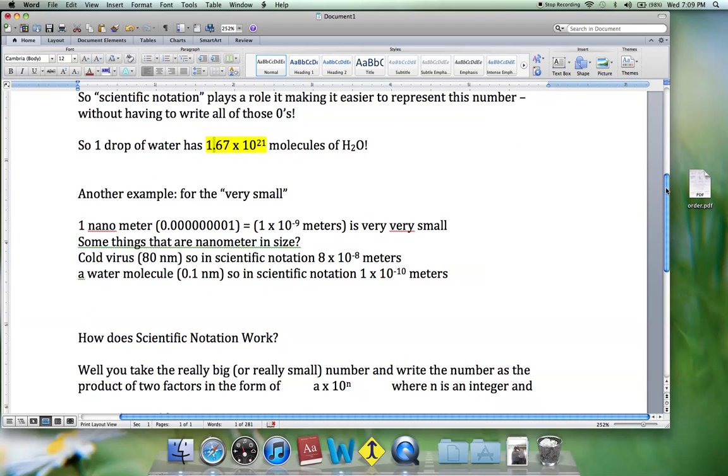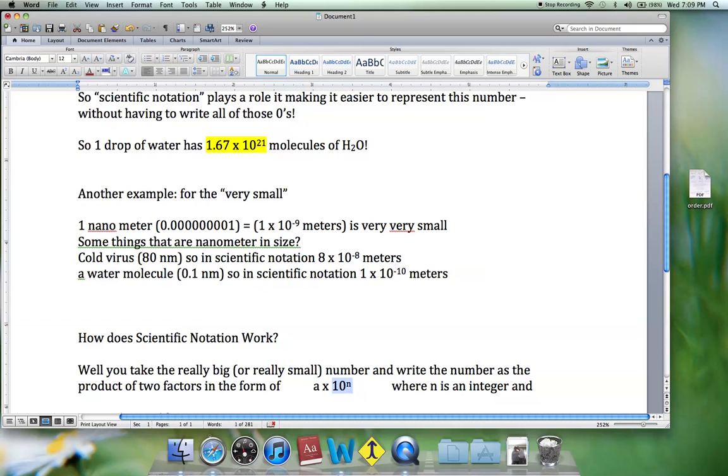So how does scientific notation work? Well, you take the really big or really small number and write the number as a product of two factors in the form of a times 10 to the n. So here is one factor, a, and here's the other factor, 10 to the n. And here's my multiplication that shows that I'm writing it as a product.